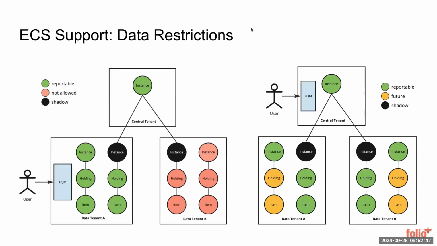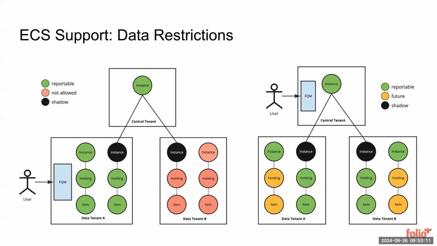So this is sort of visually what that means: you've got an ECS configuration, a central tenant, and a couple of data tenants. You've got your typical setup here, right? You've got a shared instance record in the central tenant with a corresponding shadow record in the data tenant, with local holdings and items off of that. But you may also have a local instance record with some stack of holdings and items as well.